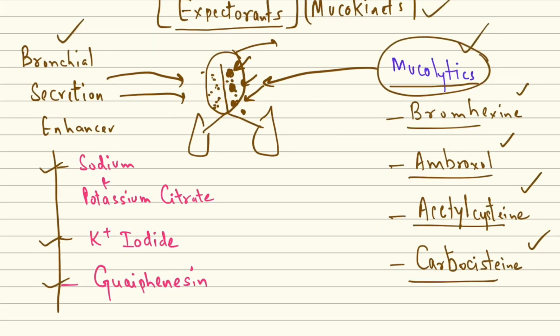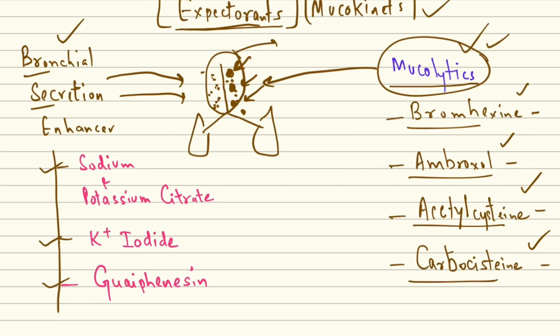So we continue our topic. We are discussing the drugs which are used for cough. We are discussing expectorants. In the expectorants, there are two groups of drugs. We have the drugs which increase the bronchial secretion, and there are drugs which break down the mucus. The drugs which break down the mucus are called mucolytics. In this group, we have bromhexine, ambroxol, acetylcysteine, and carbocysteine.